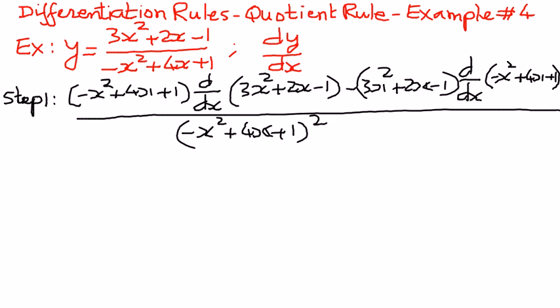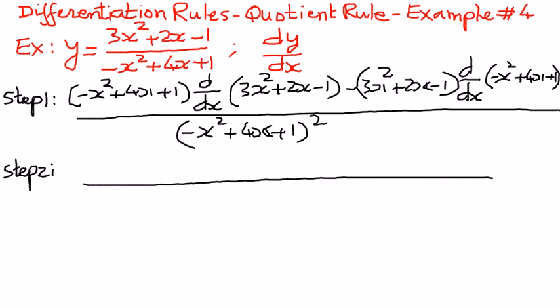So as a second step, we will apply the differentiation in the numerator part. So step number 2, we're going to come back here and then say minus x to the power of 2 plus 4x plus 1, d by dx of 3x to the power of 2 is going to be equal to 3 times 2x or 6x, like that. D by dx of 2x is going to be equal to 2. D by dx of negative 1 is going to be equal to 0. So therefore we're going to ignore that.